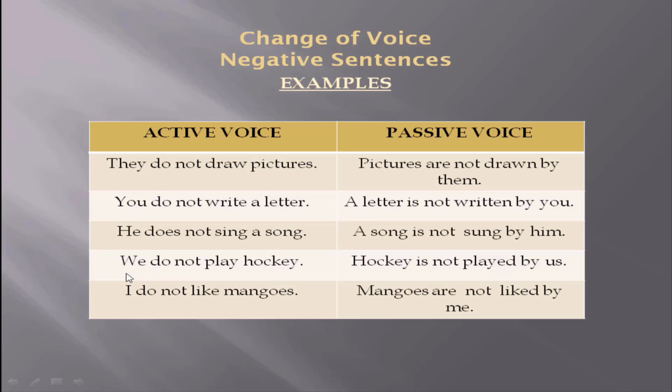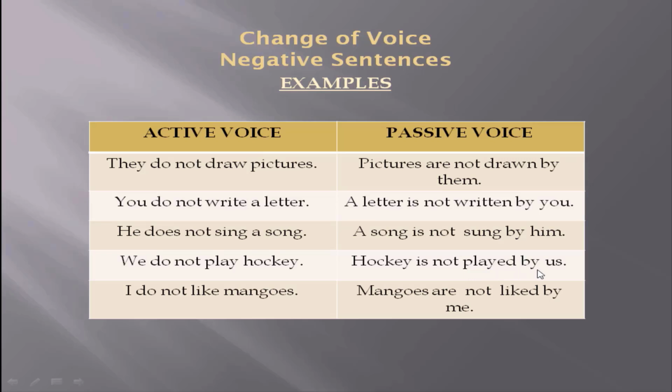In sentence 4, we is subject, play is verb, and hockey is object. The formation of passive voice will be as hockey plus is plus not plus third form of play plus by plus us. The sentence will become hockey is not played by us.